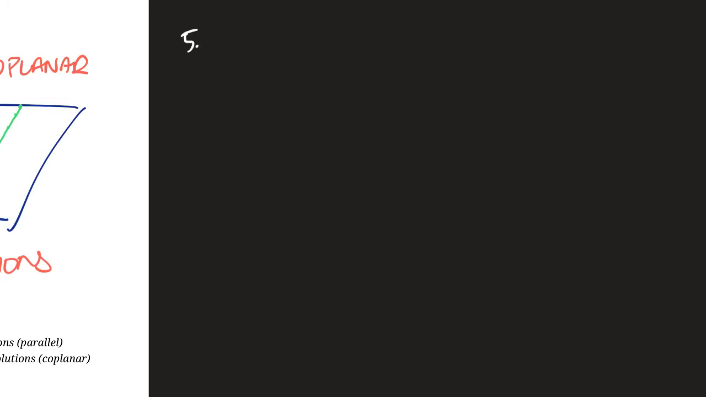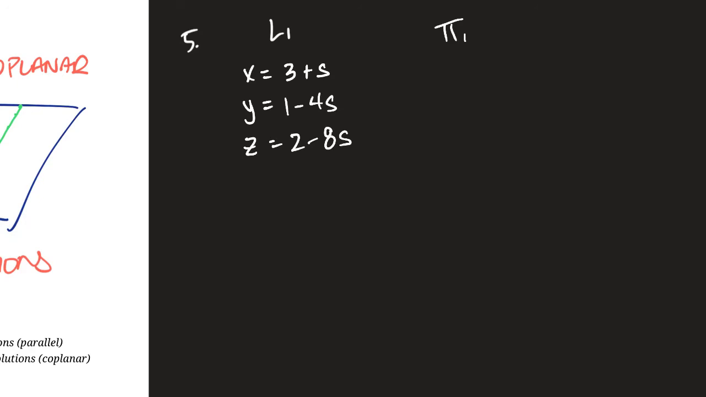We're given the line, I'll call it L1, we're given the line in vector form, correct? Whenever we want to do algebra, we should always write it in parametric form. So x is equal to 3 plus s, y is equal to 1 minus 4s, z is equal to 2 minus 8s. And we're given our plane, I'll call that pi 1, because we usually call planes pi. We're given our plane in Cartesian form. 4x plus 2y minus z minus 8 equals 0.